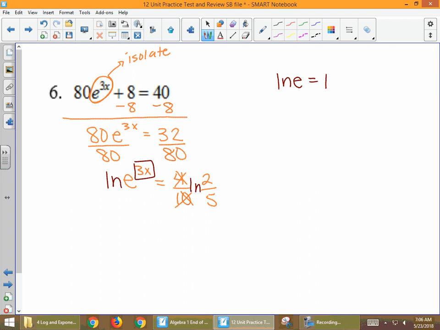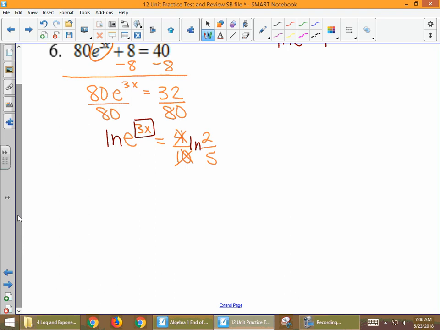Make sure whatever you do to one side that you do to the other. And that's going to let us pull down the 3x. And now ln of e is 1, and 1 times 3x is just 3x. ln of 2/5 is its own ugly decimal. So we're looking for exact values. We don't have a calculator for this test, so we're not putting that into our calculator. But we're going to leave that as it is and divide both sides by 3.